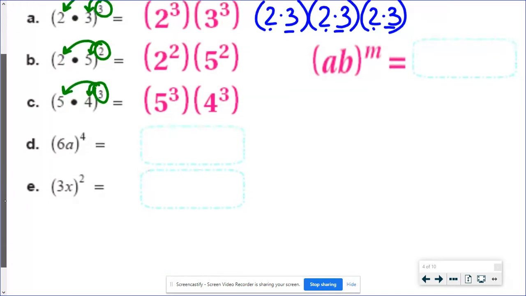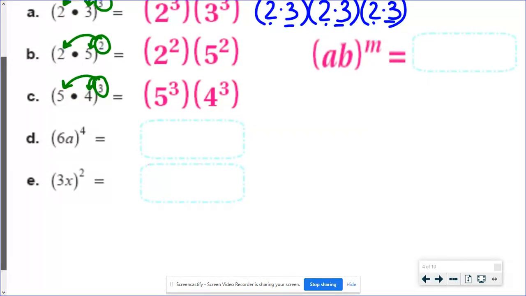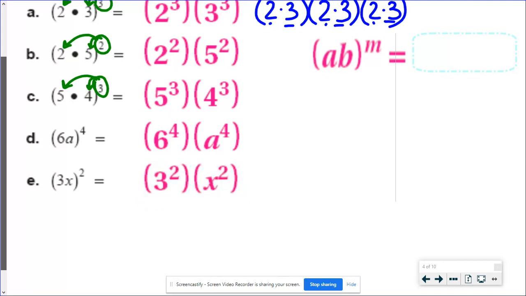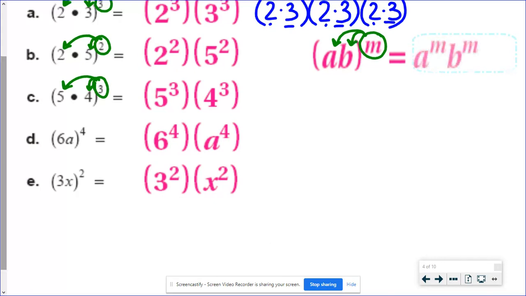When I have variables, again, I'm going to say, who cares? It's not a big deal. This would be 6 to the 4th and a to the 4th. And that one doesn't want to go away. I don't know what's happening there. We'll just move it. And then I'll have 3 squared and x squared. Okay? And the rule then for this m, this exponent, is going to get distributed onto both of those, which would make it a to the m power and b to the m power.